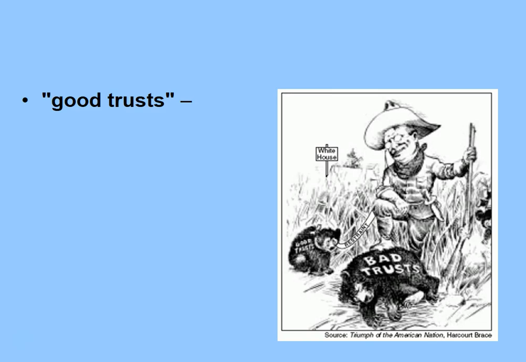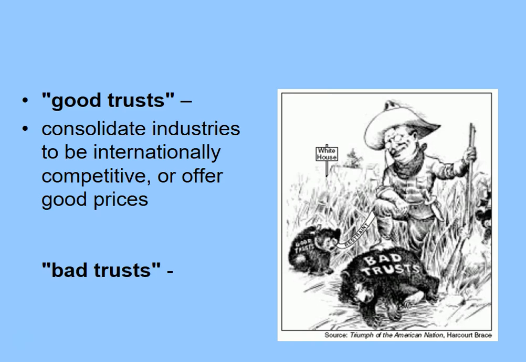And if you look at the good trust, he has what looks to be a leash around the good trust with the word restraint. So he wanted to restrain or to watch over and make sure that the trusts, in his terms, the good trusts, were not taking over and becoming too powerful. So here's what he wanted to do with the good trust.